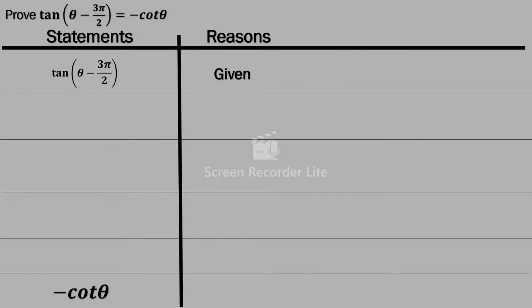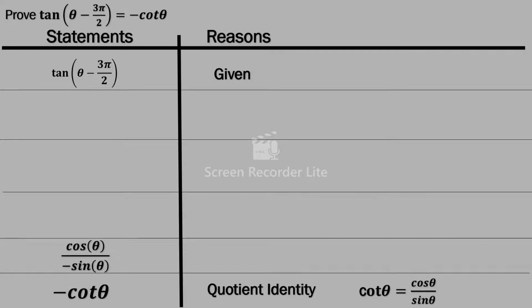A good strategy is to turn everything there into sine and cosine. I'll start by working backwards and turning negative cotangent of theta into sine and cosine by using the quotient identity. Next, we'll go back to the first statement, tangent of theta minus 3 pi over 2, and turn it into sine and cosine. We can do this using one of the other quotient identities.